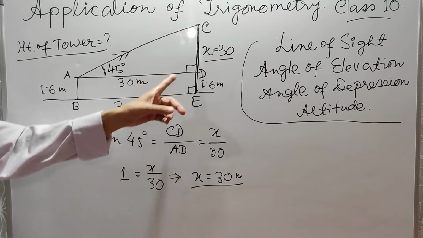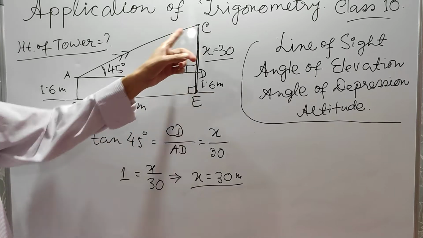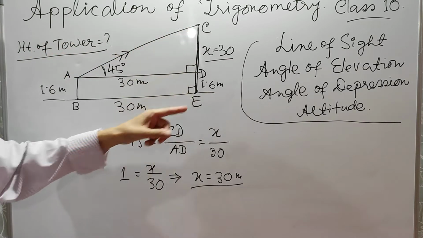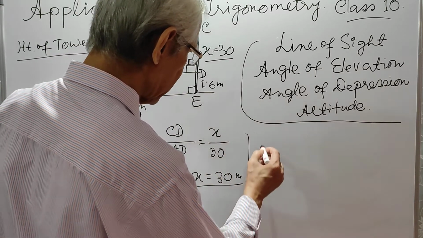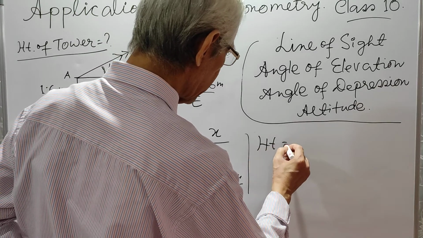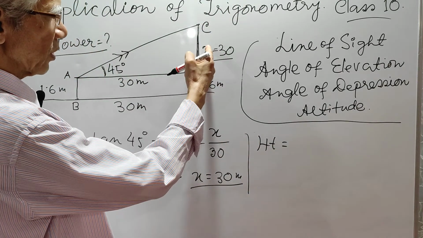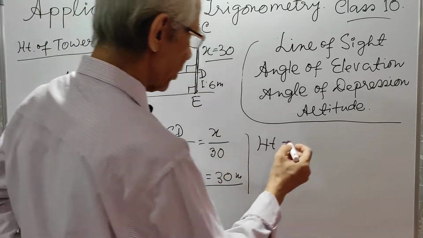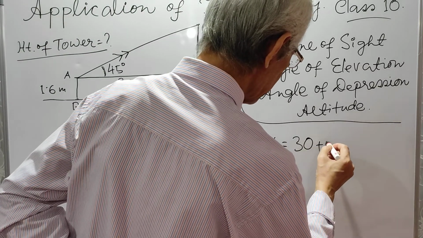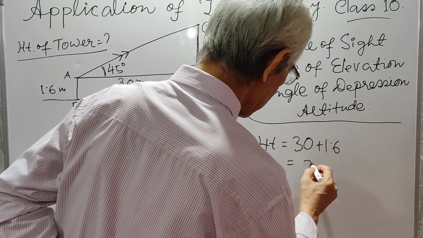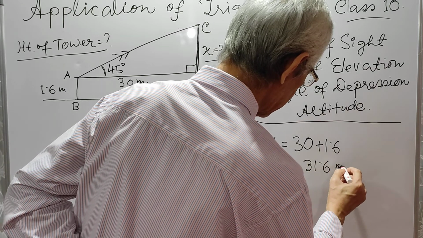So we have found X using tan. Therefore, we have to find the height of the tower. That means CE. Therefore, what is the required height of the tower? CE. CE means this plus this, that is 30 plus 1.6. 30 plus 1.6, that means 31.6 meter. This is the answer.